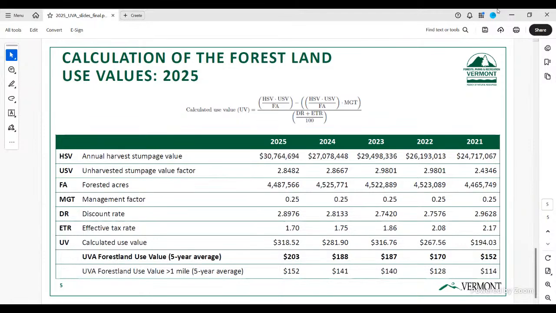Greater than a mile is 75% of that, at $152. So this is what we end up with: a use value per acre of forest land, either within a mile or greater than a mile from a road.